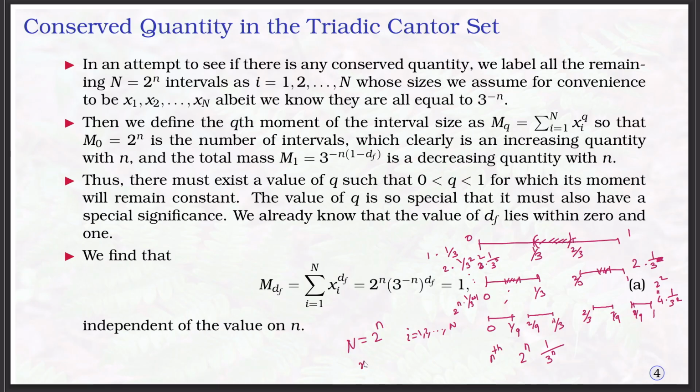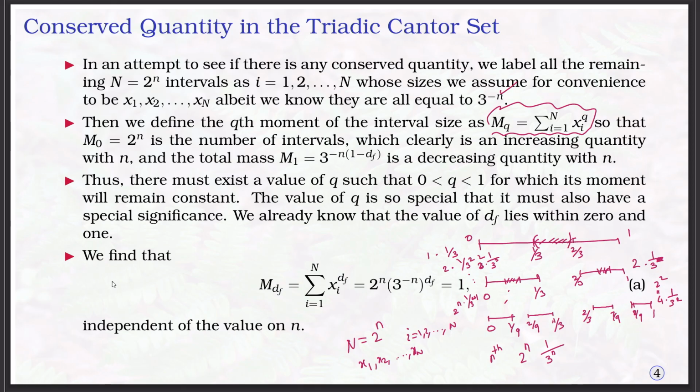We can assume the size of each interval as follows: we have N intervals, each of size x1, x2 up to xN. We know that the size of each interval is 1 by 3 power n. Now we define the qth moment of the interval size, m_q, as the sum of xi power q, where i equals 1 to N.